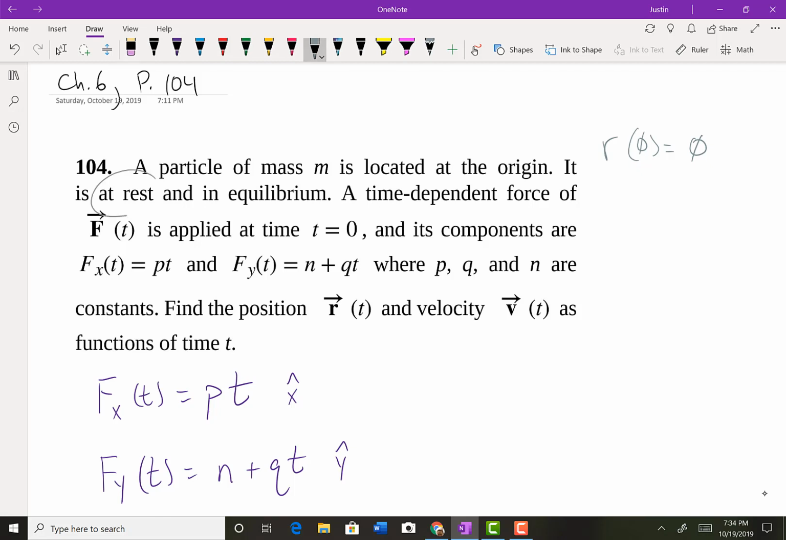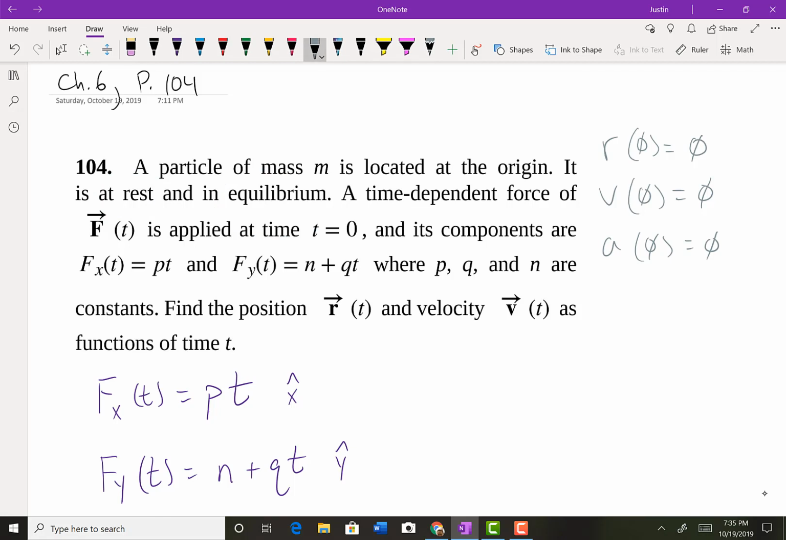And then it says it's at rest. So if it's at rest, then the initial velocity at time equals 0 is going to be 0. And then if it's in equilibrium, that means that the acceleration when time equals 0 is equal to 0. Although we won't really need this, that's good to know.